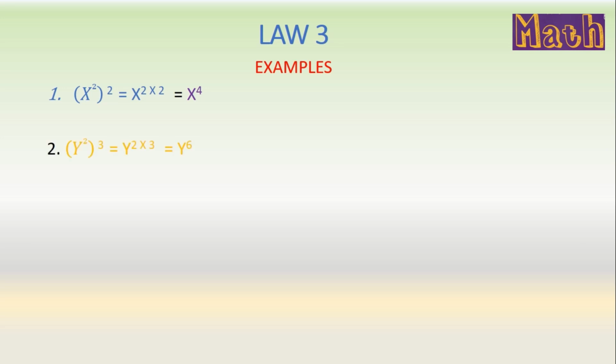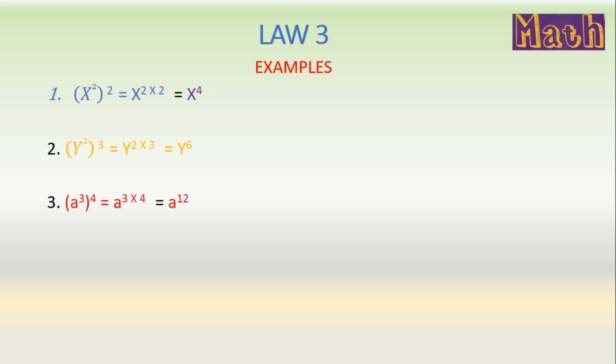Followed by the next example. Here, if a power is raised to a power, we multiply the powers or exponents. So here the exponents or powers are 2 and 3. So I multiply 2 times 3. And 2 times 3 gives me 6. So I have y to the power 6. The next rule also states that when a power or a base is raised to a power, we multiply the powers or exponents.